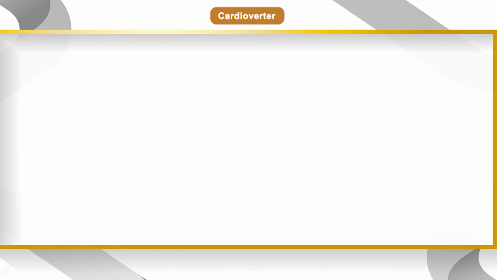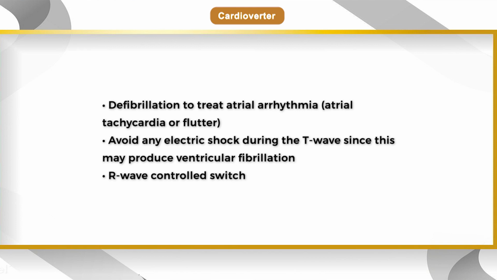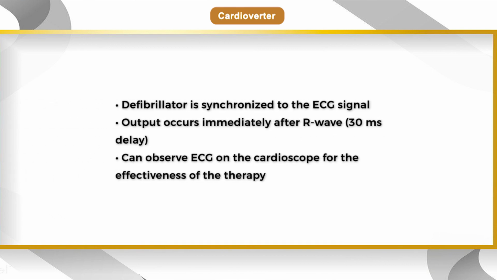Cardioverter. Cardioverter is the combination of a cardiac monitor and a defibrillator. Defibrillator is used to treat atrial arrhythmia. Avoid an electrical shock during the T wave, since this may produce ventricular fibrillation. R-wave control switch. Defibrillator is synchronized to the ECG signal. Output occurs immediately after the R wave. The ECG can be observed on the cardioscope for the effectiveness of the therapy.